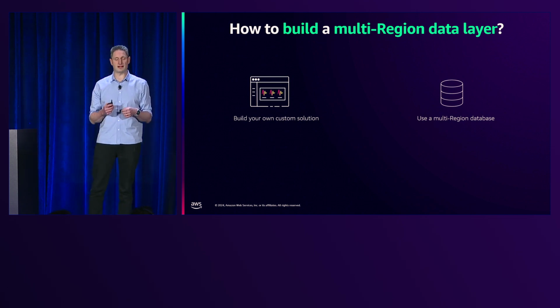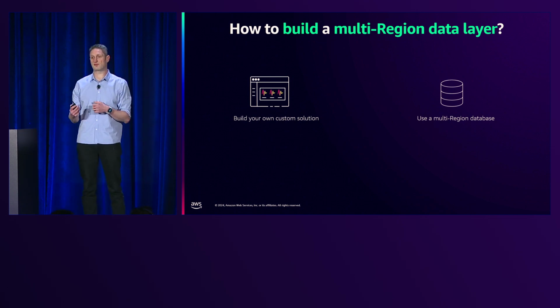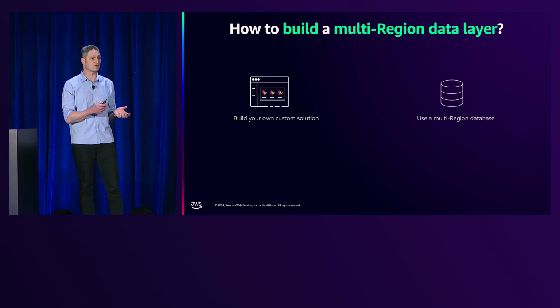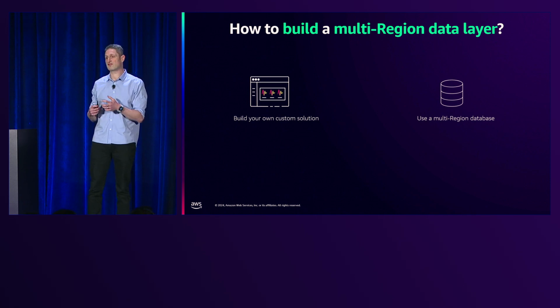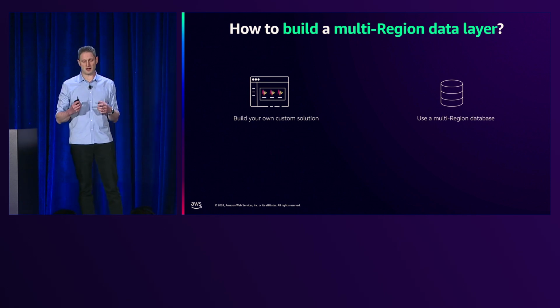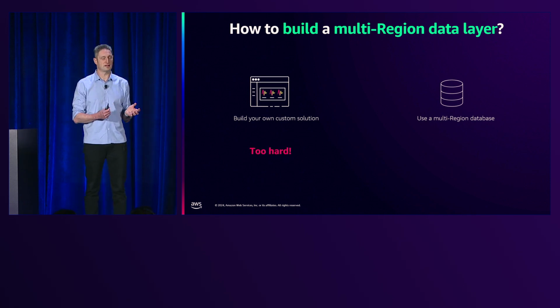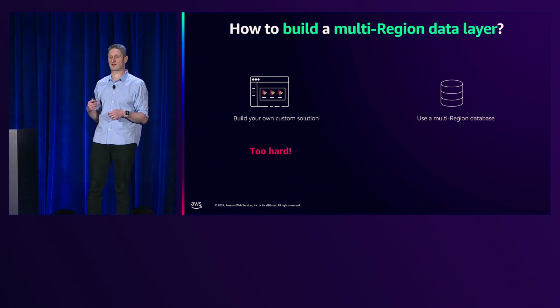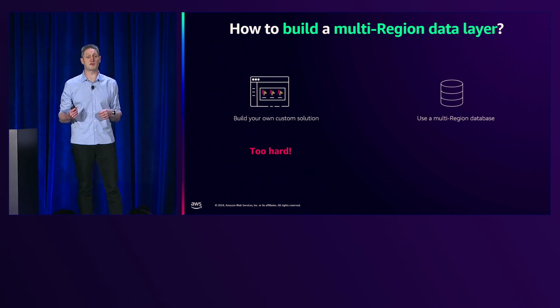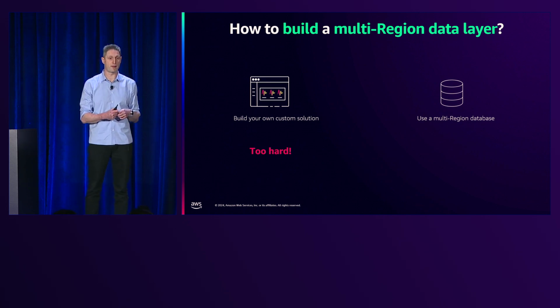For a multi-region data layer, you can build your own custom solution and replicate data across regions or copy snapshots, or maybe use some third-party solutions. But as you will see throughout the session, there are some hard problems to solve, like correctness, consistency, availability, and performance. So alternatively, you can use a multi-region database that already solves these problems. We will show you later in the session how we solved some of these problems with MemoryDB.